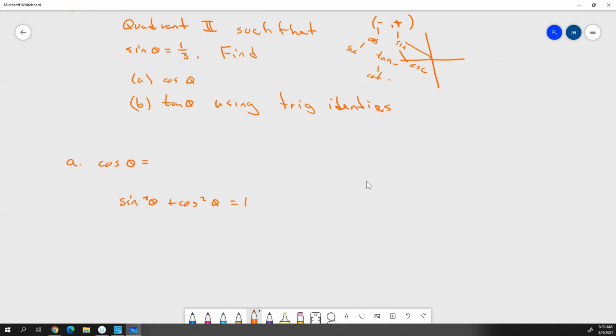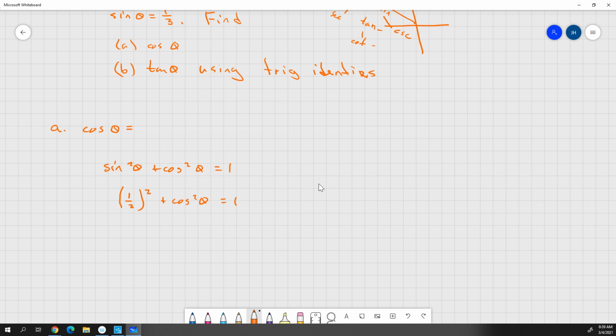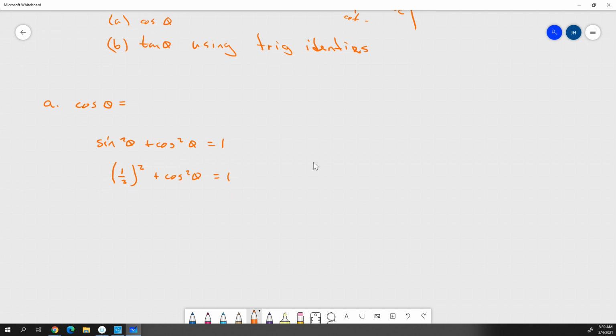Sine of theta just equals 1/3. So we could plug in 1/3 squared, because that's what sine squared of theta means, right? Plus cosine squared of theta, which equals 1. And we can just go ahead and solve for cosine at this point, right? Well, 1/3 squared, that just equals 1/9, right? 1 squared is 1, 3 squared is 9, plus cosine squared of theta equals 1.